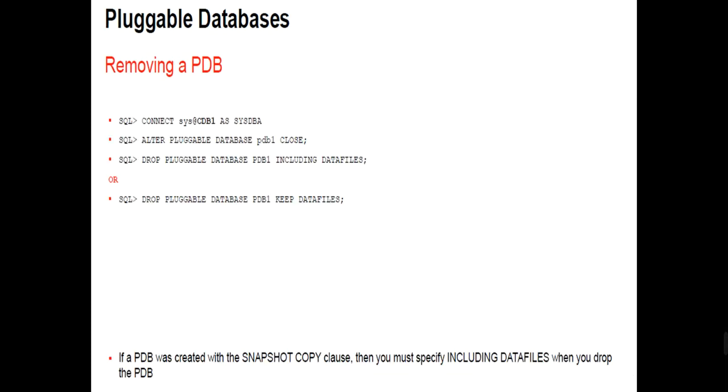We can see removing a PDB. Connect as SYSDBA, alter pluggable database close, then drop pluggable database PDB including data files. If we do not mention including data files, the files will still be there in that location. We can also give drop pluggable database PDB1 keep data files, and the same thing will happen.